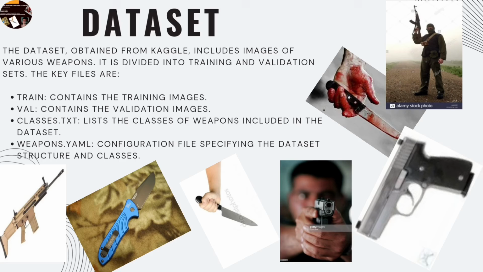The key files are: we have created a train folder that contains the training images that we labeled through LabelImg, and the validation folder that contains the validation images. Classes.txt is automatically created after we have done the LabelImg labeling process, which lists the classes of weapons included in the dataset, and weapons.yaml is the configuration file specifying the dataset structure and classes.